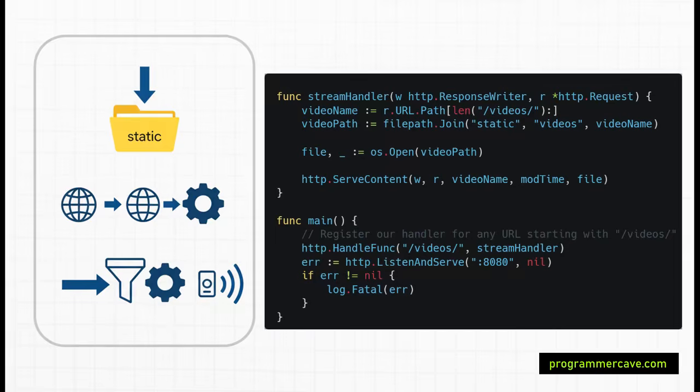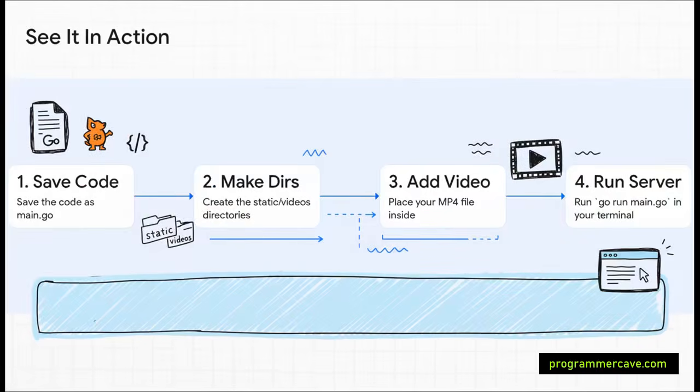And finally, we just start the server up and tell it to listen on port 8080. That's it. We have a server. All right, theory's over. Let's actually see this thing in action. Getting this up and running is just as easy as the code was to write.